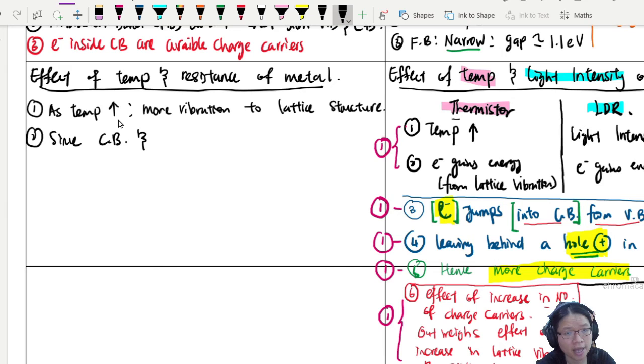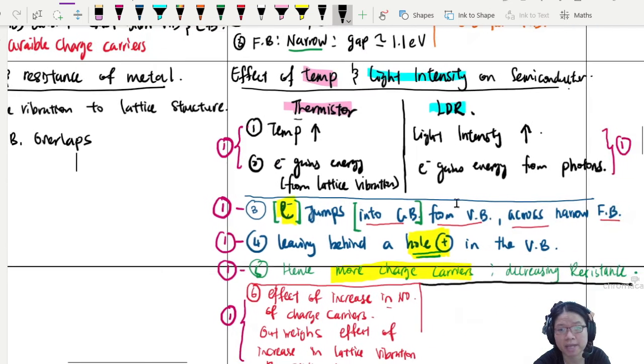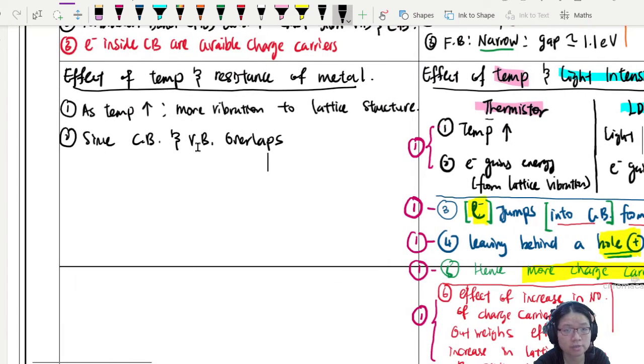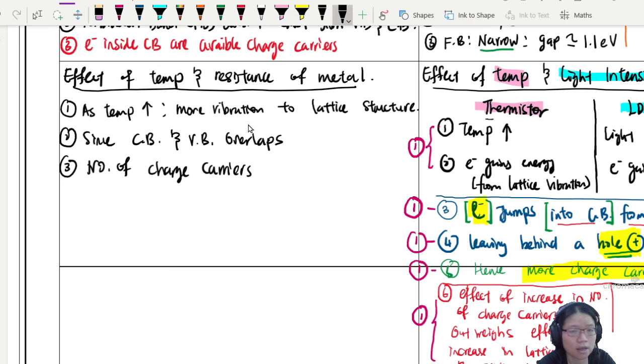Okay, so because there's an increase in vibration to the lattice structure, number two, we can say that since our conduction band and valence band overlap, so always use the band theory to explain. For example, here I use the band theory to explain the jumping or movement of electrons. Now I use the band theory to explain what happens inside a metal. So your conduction band and your valence band will overlap. And because of this overlapping, number three, I say that the number of charge carriers doesn't change, because you don't get more movement of electrons into the conduction band. They already overlap.